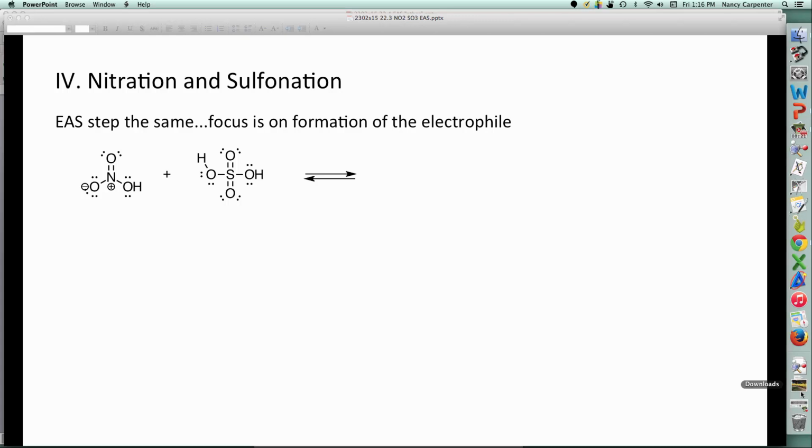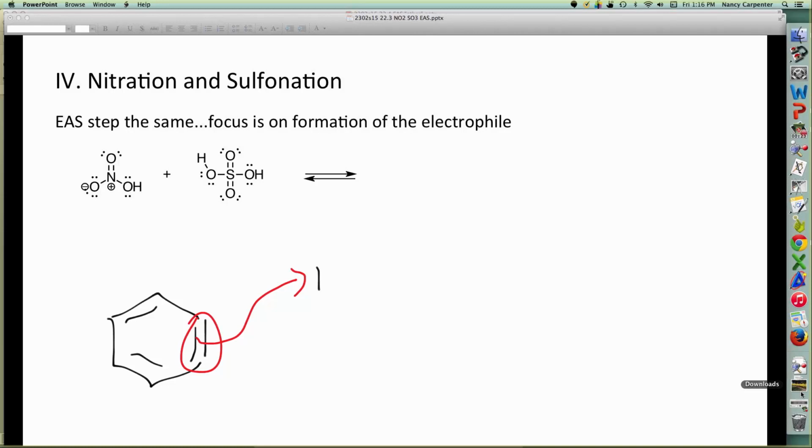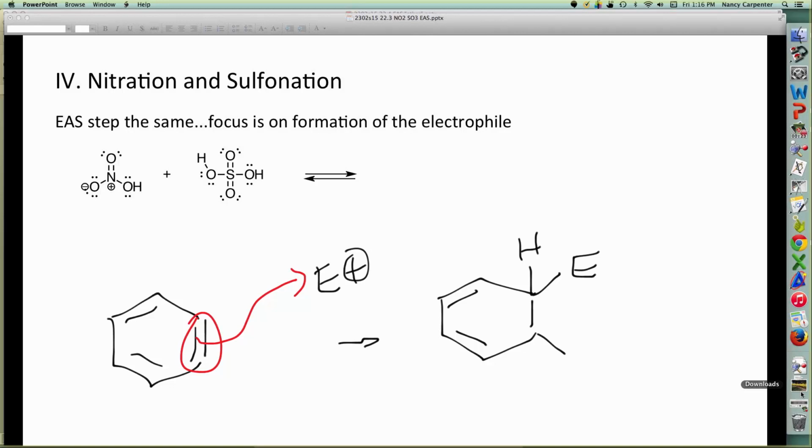And the EAS step is always the same, always, always, always. It's always my weak pi nucleophile reaching out to grab my electrophile, giving me the carbocation intermediate. And I might as well give you some foreshadowing right here. As usual, we should be thinking about where will the carbocation form, but we'll get back to that later.